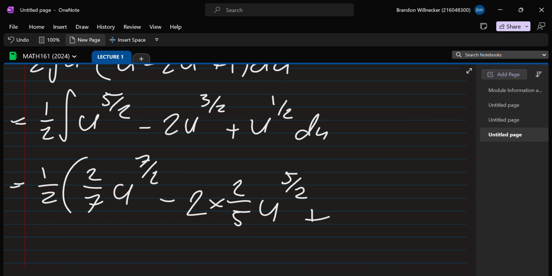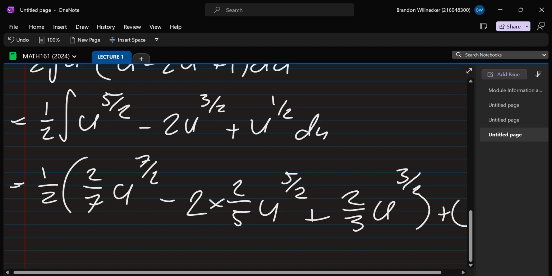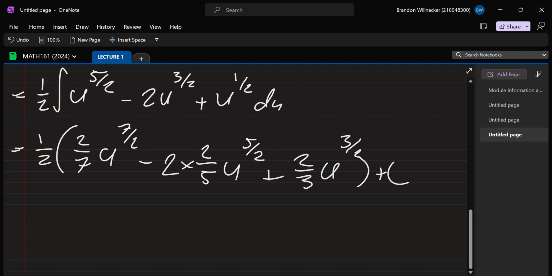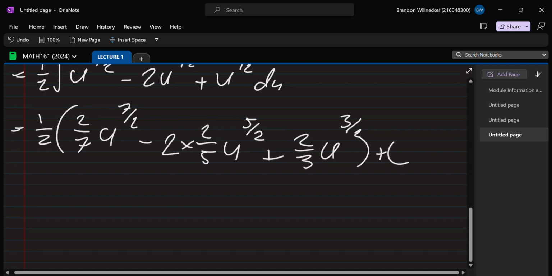Again, for this part, if you need to go slower, that's fine as well. u to the half, we add 1 in the form of 2 over 2, so it becomes 3 over 2, dividing by that becomes 2 over 3. And then plus c. I still do that in my head. When I need to add 1 and divide, I go half plus 1, I need to add 2 over 2, so that's 3 over 2, divide, that's 2/3. Just go through those steps, don't rush it.